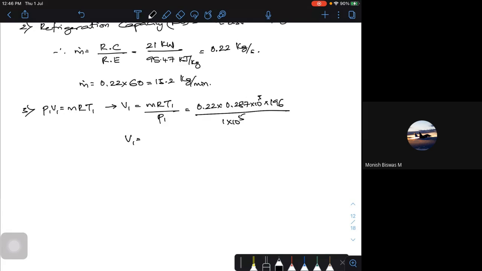So 196 divided by 1 into 10 to the power of 5. So I'm getting around 0.18. 0.287 into 10 to the power of 3 into 6 divided by 1 into 10 to the power of 5. 0.123, sorry, 0.124.